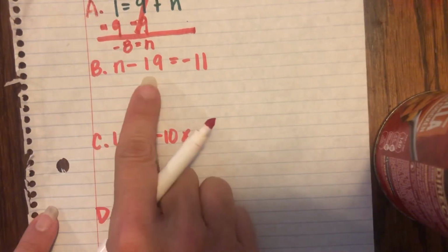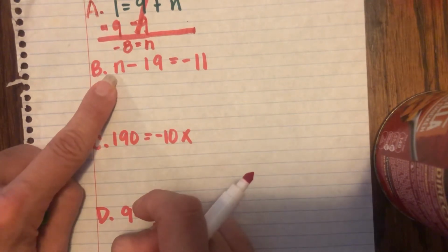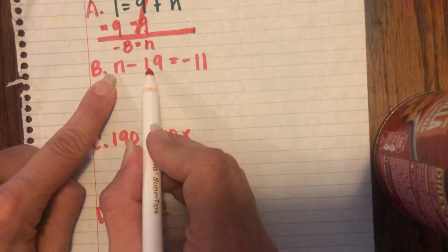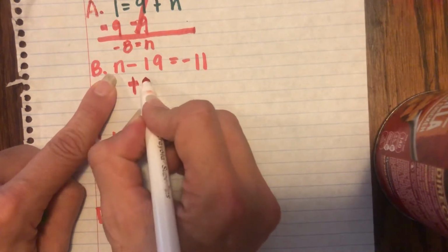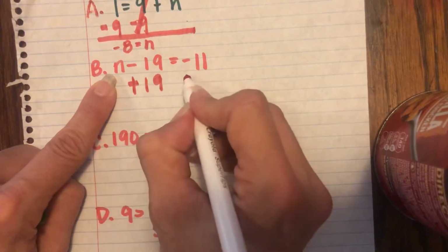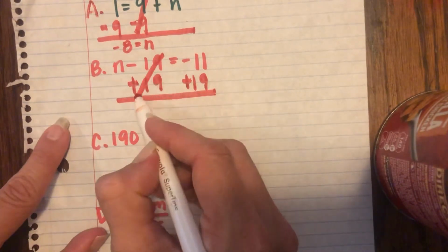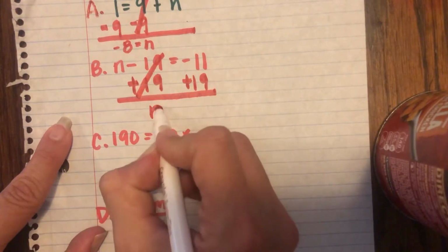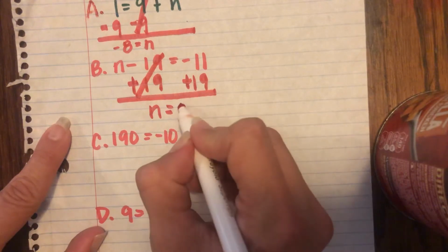Then we have n minus 19 equals negative 11. Trying to get the n by itself or isolate the variable. Since we have a subtracting of 19 or negative 19, you're going to do the opposite operation because we're trying to join the negative 19 with the negative 11. So we're going to add 19 to both sides of the equation. So this cancels out because negative 19 plus 19 is 0, leaving the n by itself. And negative 11 plus 19 is positive 8.